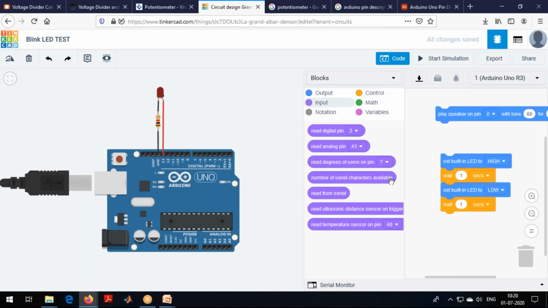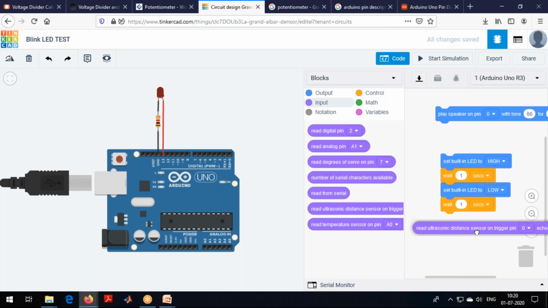Number of serial characters available. For example, you are connecting some GSM SIM card to this particular module, and someone is sending you a message. Then I can see the number of serial characters available. It will give how many characters are available in that particular message. Read from serial. These are a little bit advanced things. When we do communication between this device and another device, then we'll be using these. Read from serial. And for example, I have some ultrasonic sensor.